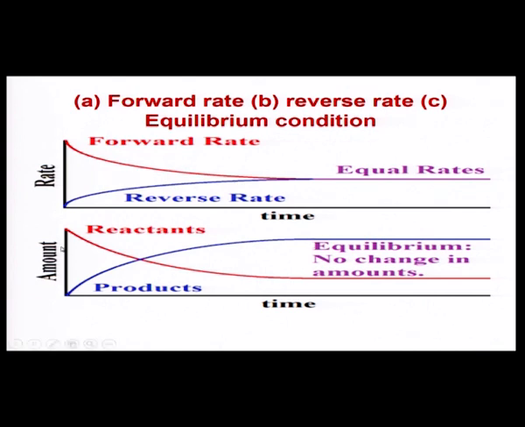So, this can be expressed with respect to the amount of reactants and products, or the rate with respect to the forward reaction and reverse reaction. To start with, if you express the rate, the forward rate goes on decreasing, whereas the reverse rate goes on increasing, and at equilibrium the rate of the forward and reverse reactions will be equal. That means, at that condition there is no change in the concentration of reactants as well as products in the particular reaction.